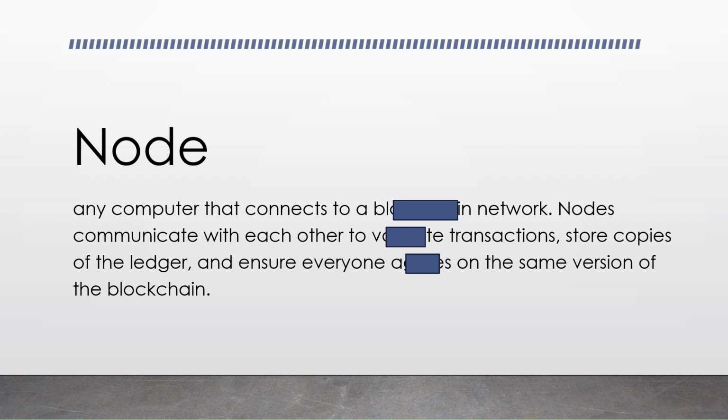Okay, so here we go. Let's check to see if our answers are correct. So a node is any computer that connects to a blockchain network. Nodes communicate with each other to validate transactions, store copies of the ledger, and ensure everyone agrees on the same version of the blockchain.